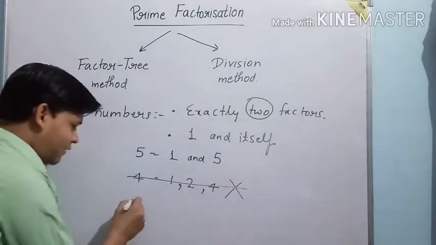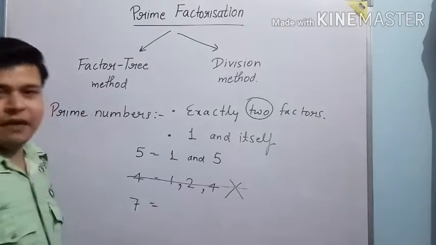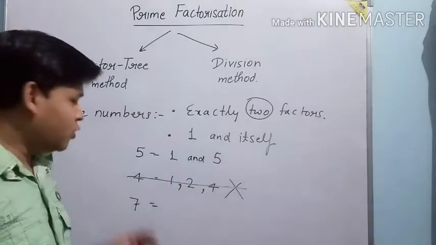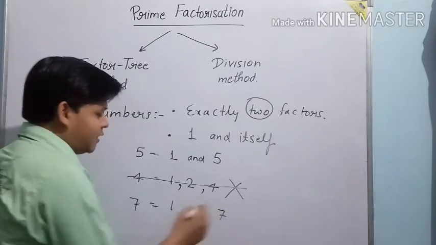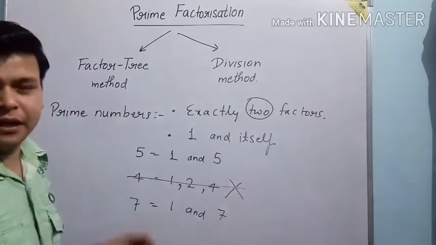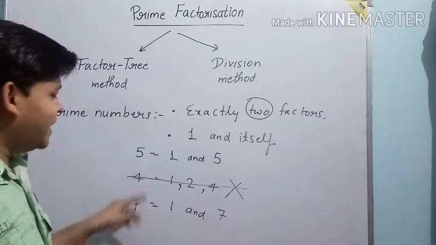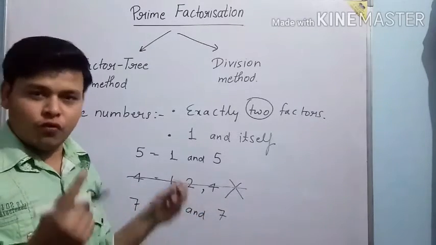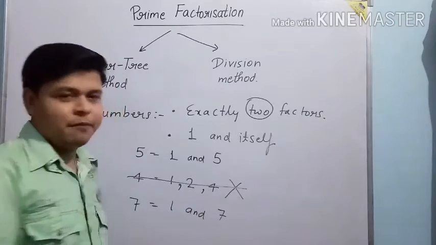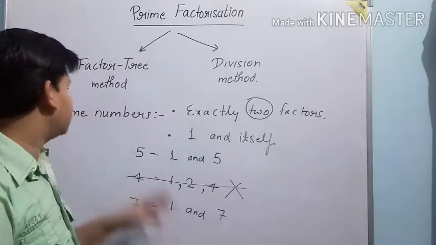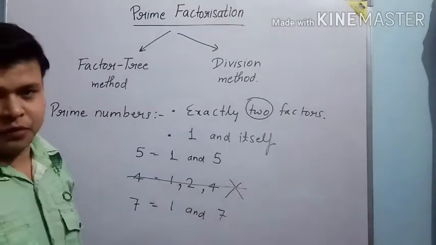Similarly, if I talk about 7, so 7 also has only two factors, that is 1 and 7. So 7 will not come in any other table except 1 and itself, that means 7. यानी तो वो 1 के टेबल में आएगा और या वो खुद 7 के टेबल में आएगा. So these types of numbers are called prime numbers, right?